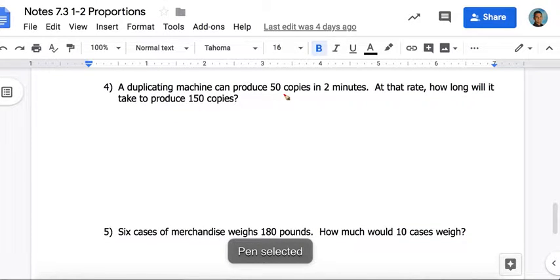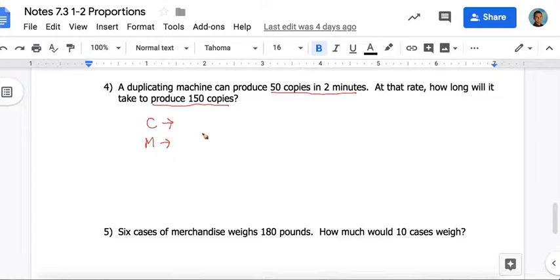A duplicating machine can produce 50 copies in 2 minutes. At that rate, how long will it take to produce 150 copies? So what are my two units? Copies and minutes. So I chose to do copies over minutes, so I'm going to do 50 over 2. And I want to know how many minutes for 150 copies. So I need to put the 150 copies on top and the X on the bottom. Now you may have done minutes over copies. So you may have done 2 over 50, X over 150. That's okay. As long as your proportion has 50 diagonal to the X, you should be good.